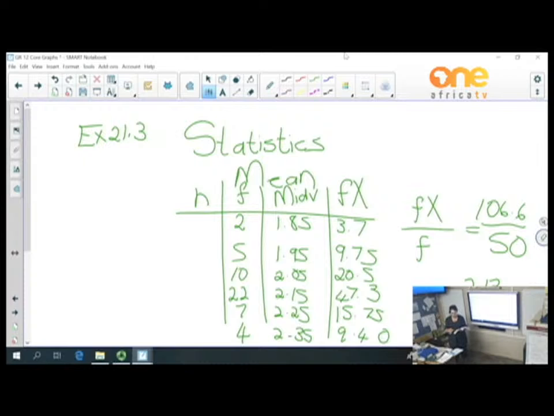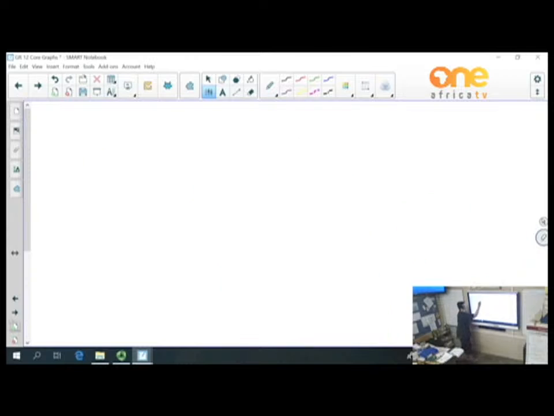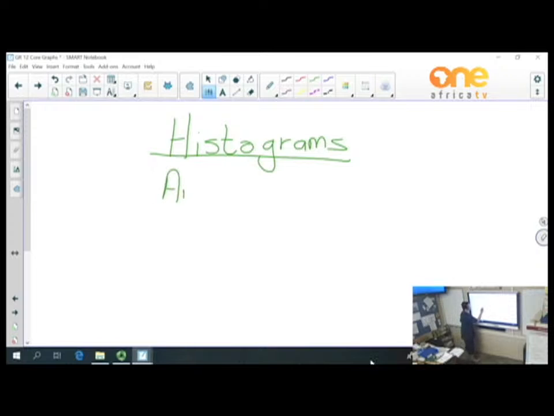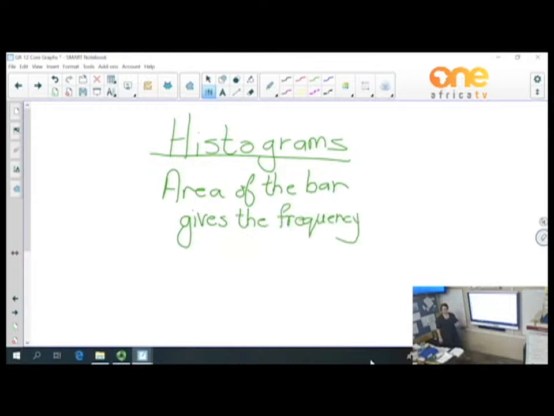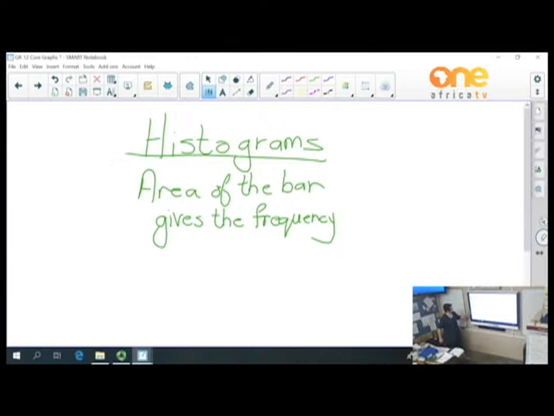So now we want to look on page 355 at histograms. You can write down now histograms, and this is now very important. We're going to draw a lot of these histograms. In a histogram, the area of the bar gives the frequency. Okay, so you've heard about a histogram, but you've never drawn them. So now we're looking at these ones.